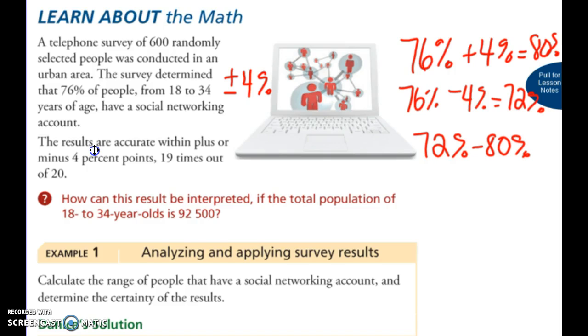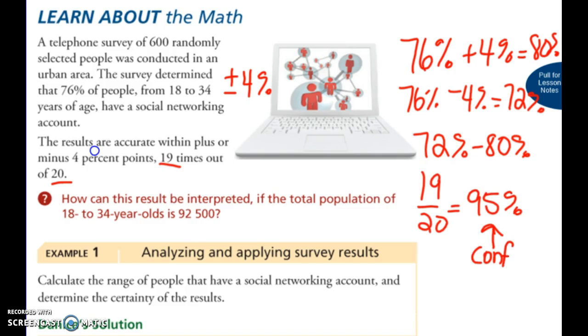is your confidence interval. At what level is this? Well, since it's 19 out of 20, if you go 19 divided by 20, that is 95%. That is your confidence level. So 72 to 80% with a confidence level of 95% is of people that have social media accounts between the years of 18 to 34.